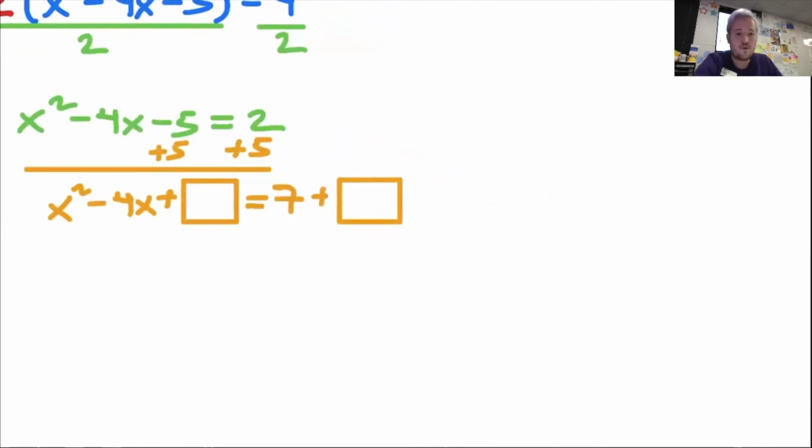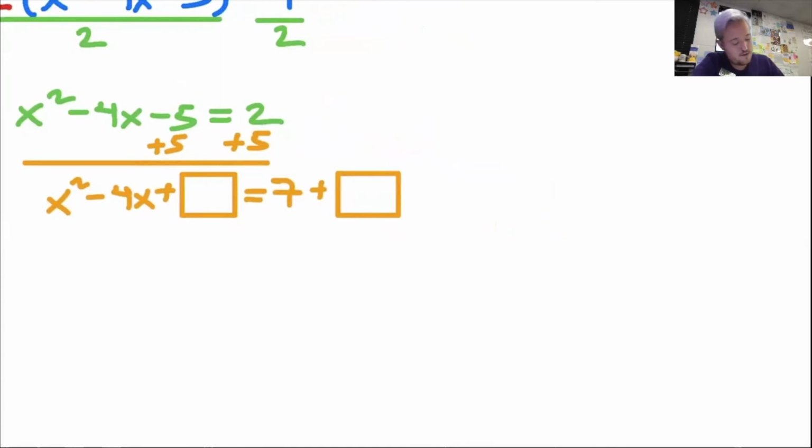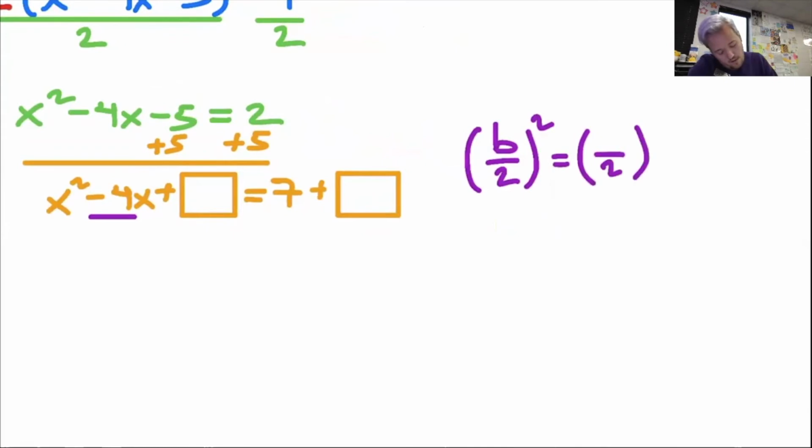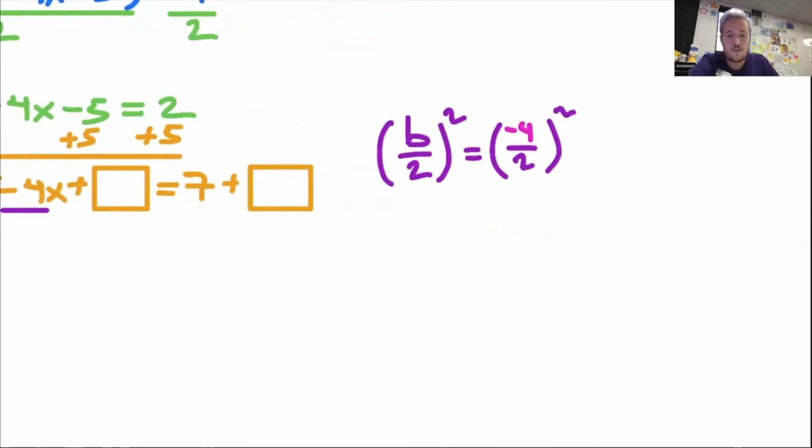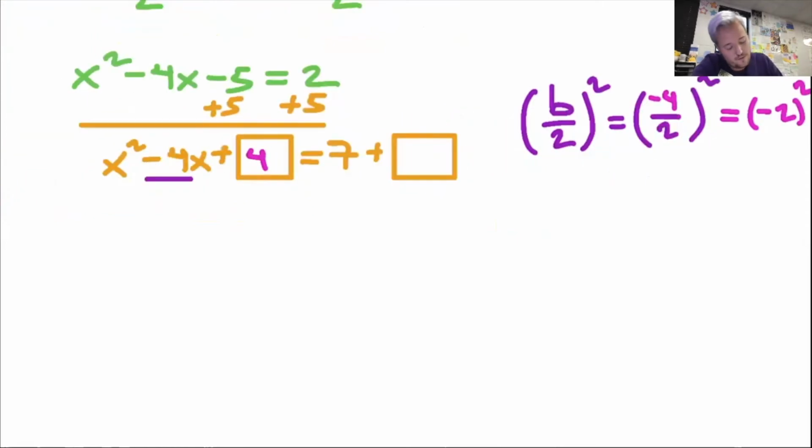All right, so now I got to figure out what's going to go in the box. So my b value here is -4. So b divided by 2 squared. All right, so our b value in this case is -4. So -4 divided by 2 is going to give you -2 squared. And then when you square it, you get a +4. So I'm going to put 4 in both of these boxes.